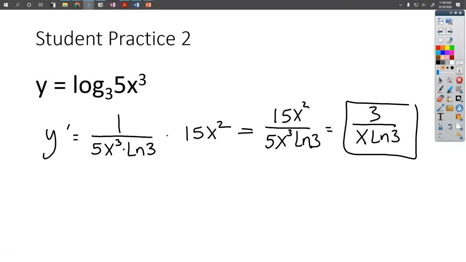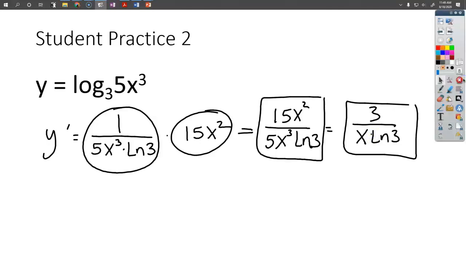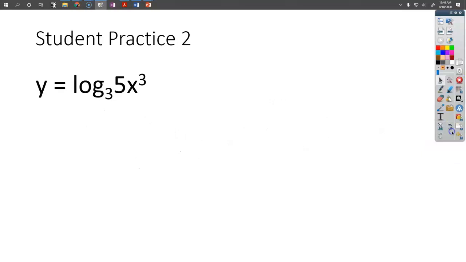So first we have the derivative of the outside, then the derivative of the inside. Multiplying those together, we get this, and then reducing the monomial on the top with the monomial on the bottom, we get 3 over x, and the ln of the base stays there as is. Okay, so that is how you find the slope, derivative, or instantaneous rate of change of logarithmic functions.